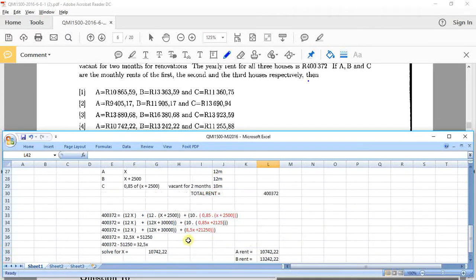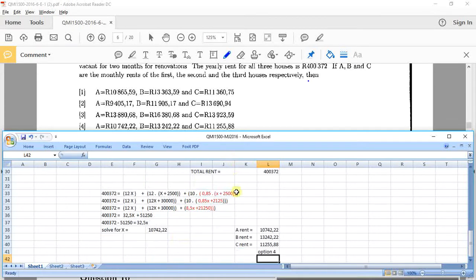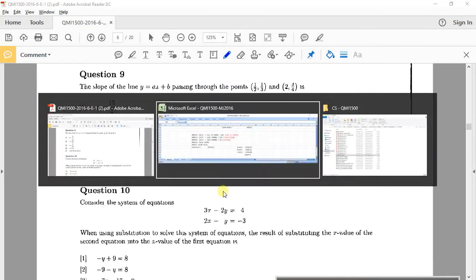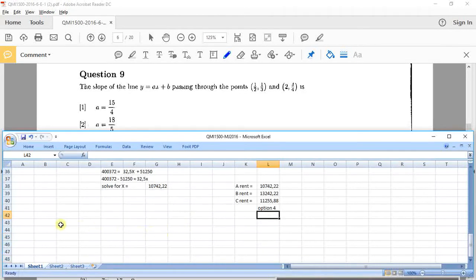Alright, so long question, but not that bad. Just lots of maths. Okay, this one had lots of maths. Depending on how good your maths is, this would have been easy or difficult. Okay, so slope of the line passing through 2 points, that's easy. Obviously I want m. What is m? y2 minus y1 divided by x2 minus x1.